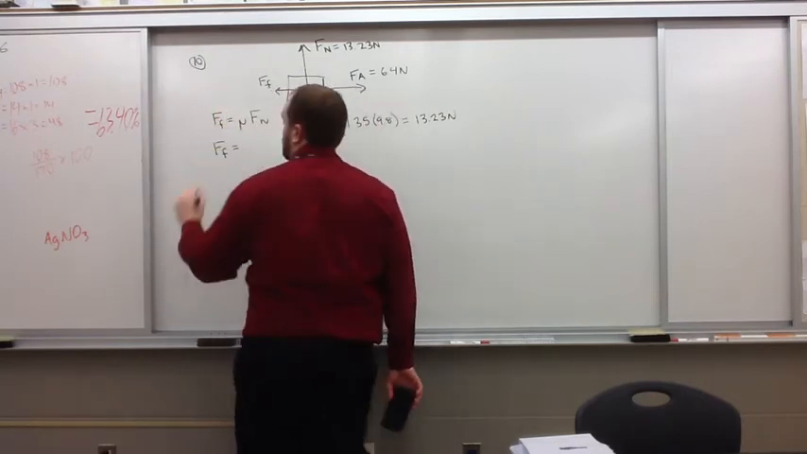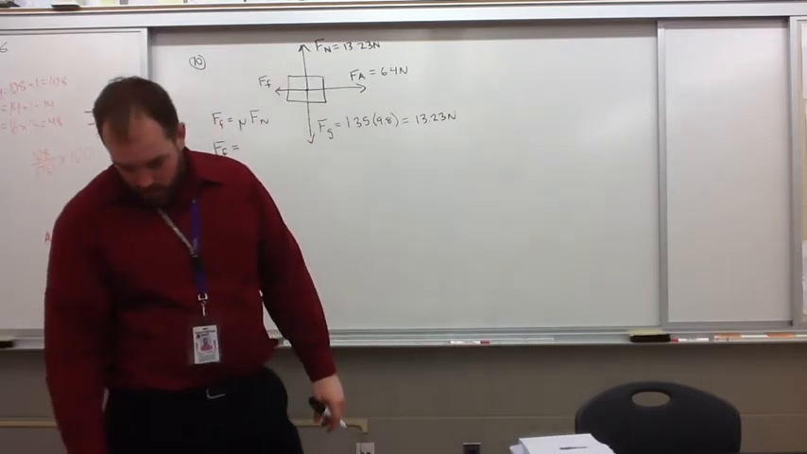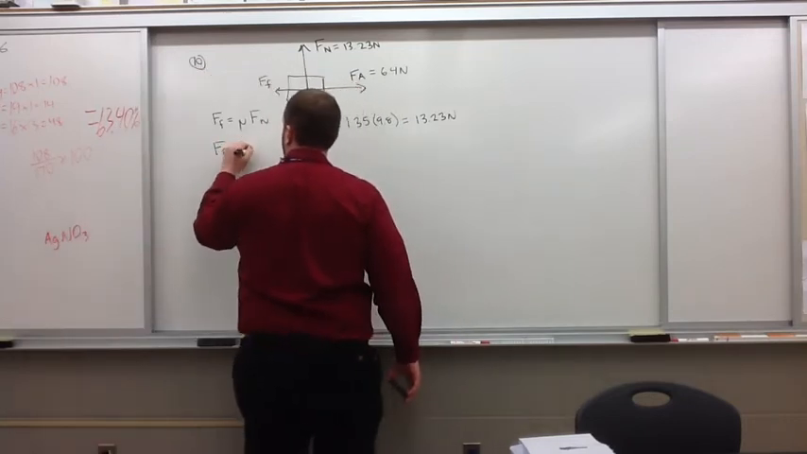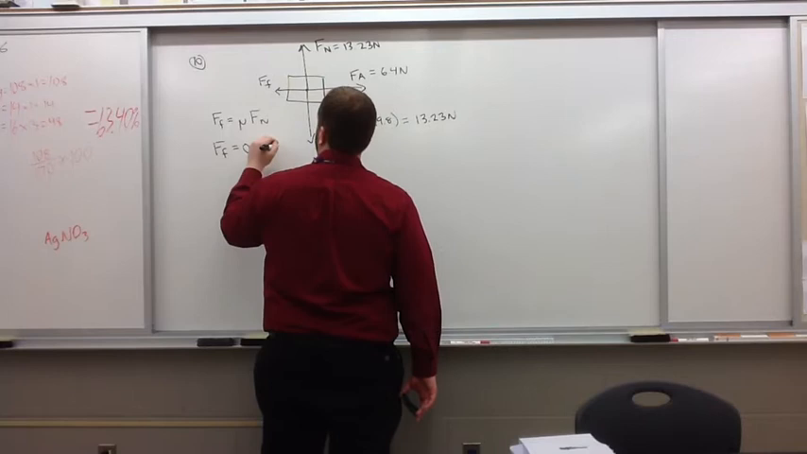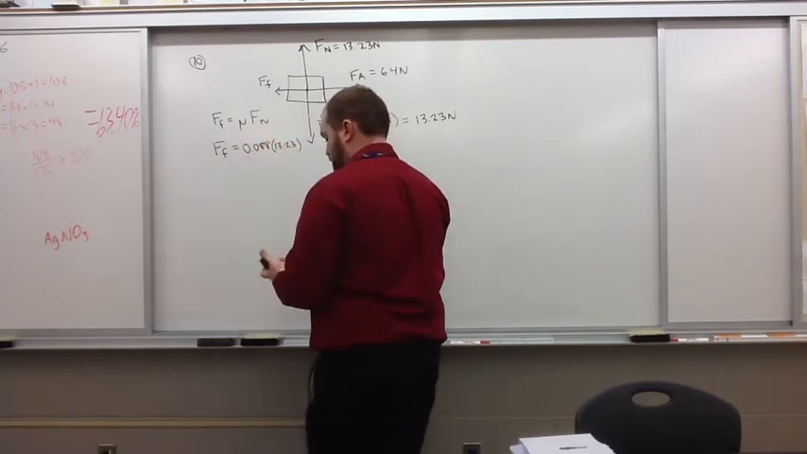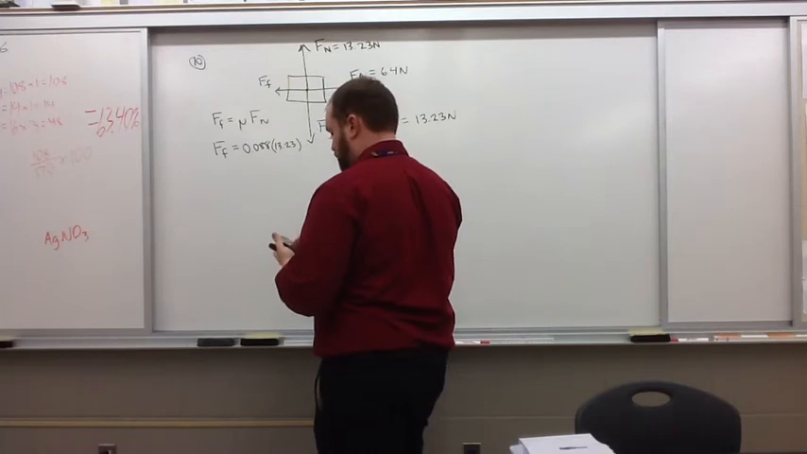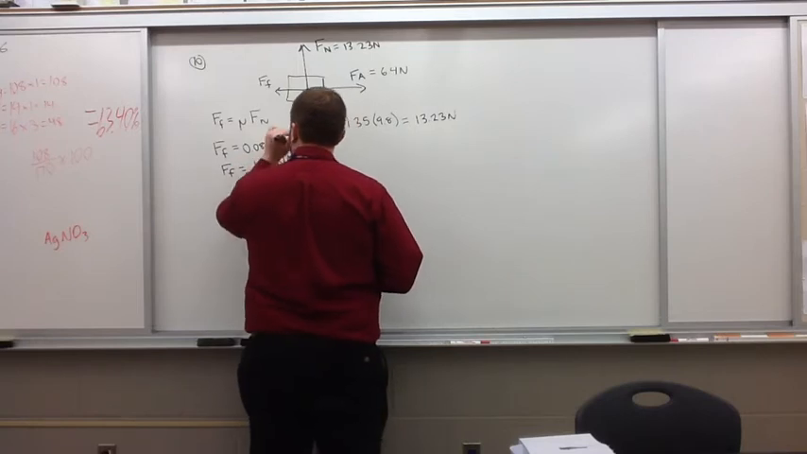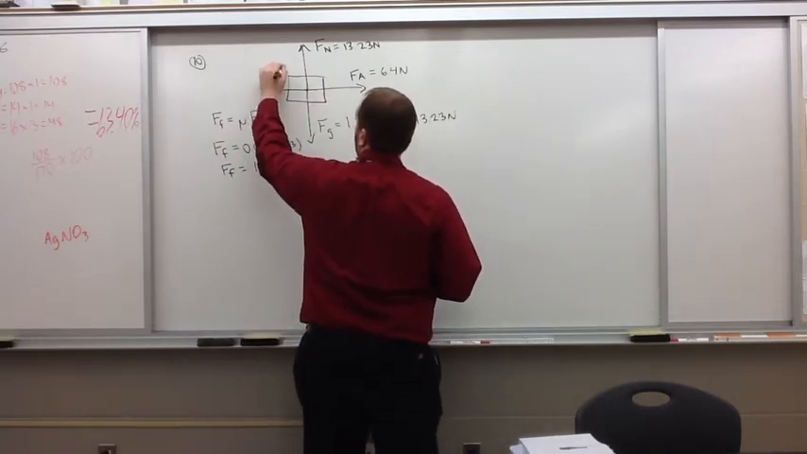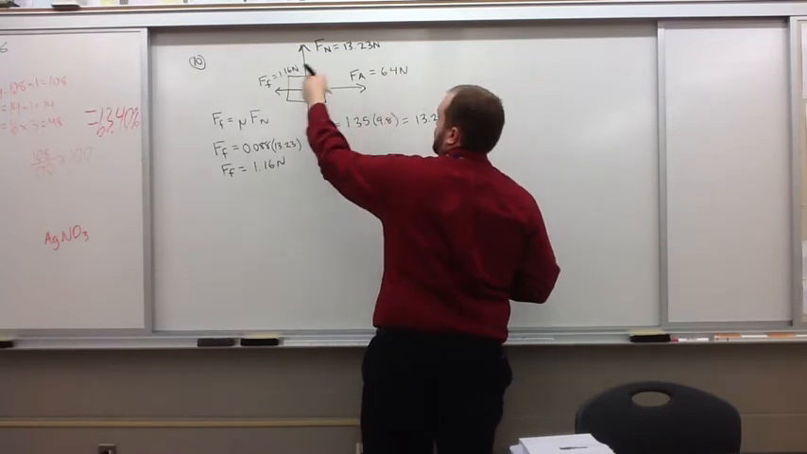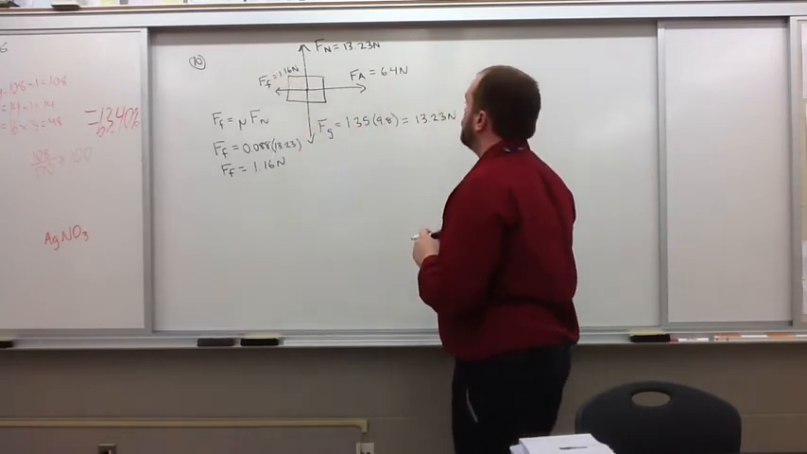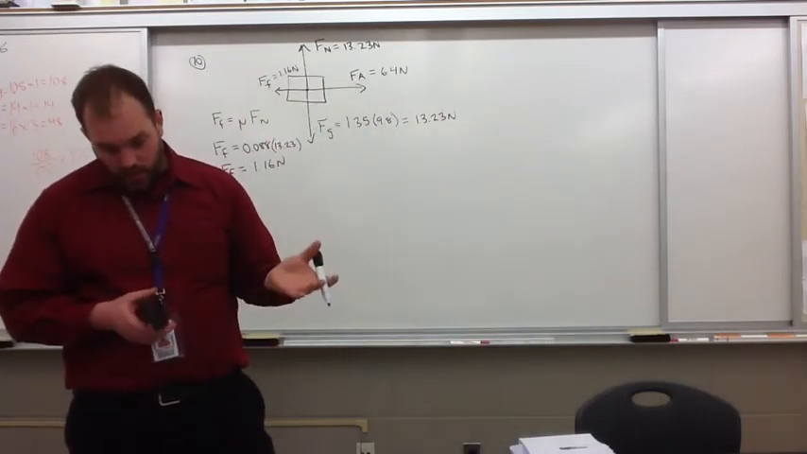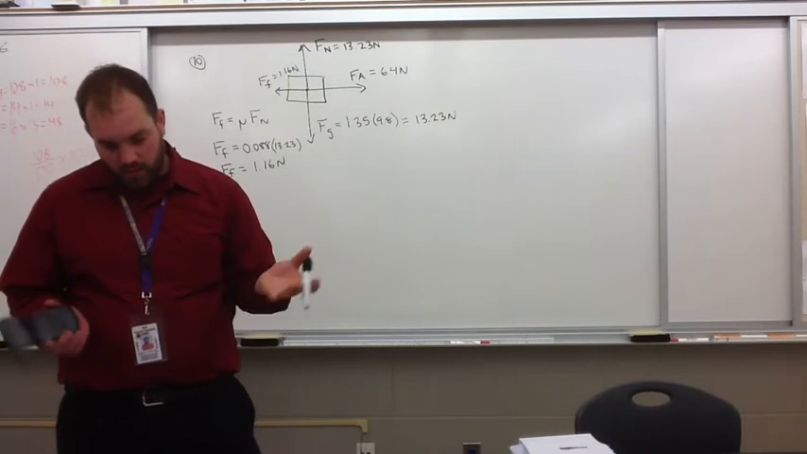So the force of friction is going to be, did they give you the coefficient of friction? 0.088 times 13.23. Force of friction is 1.16 newtons. Okay, it makes sense. I said this was going to end up being bigger than that, right? That's cool. Alright, so the question that they ask is, draw a free body diagram, calculate the force of friction. Done.